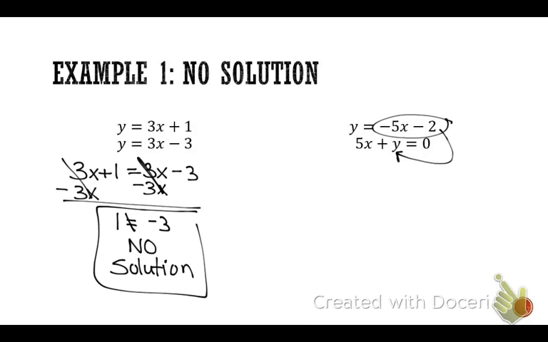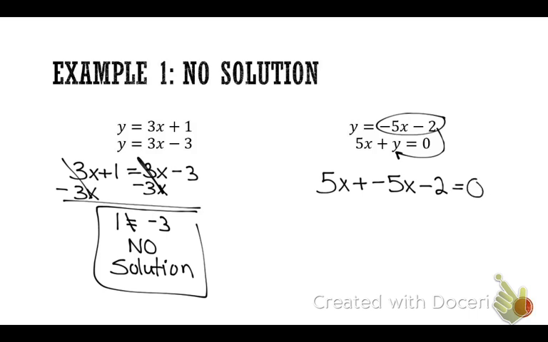Plug it in for y in the other equation. This is something that we've learned. We just need to keep sharpening those skills. So go ahead and plug it in. Y equals negative 5x minus 2, so plug that in for y on the other equation. So plug them in. 5x plus negative 5x minus 2 equals 0.